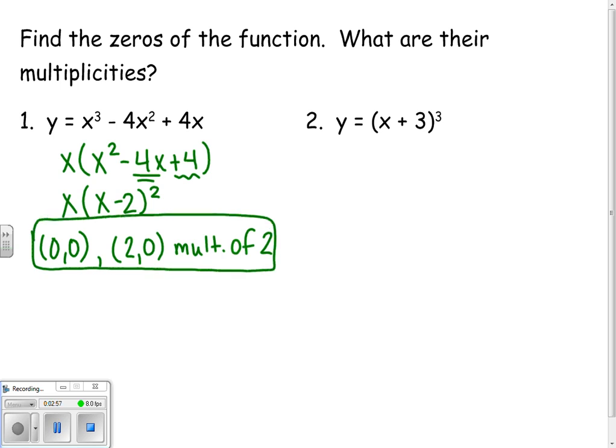Number 2 is already factored for you, so I'm going to go right into the roots. The root here is (-3, 0). But because of the 3 in the air, we have a multiplicity of 3.